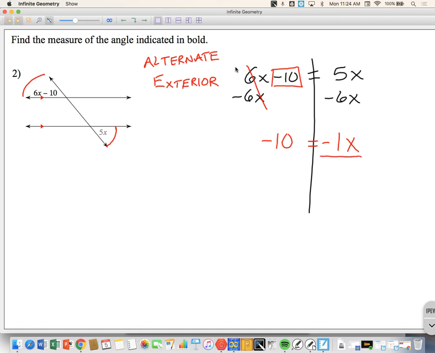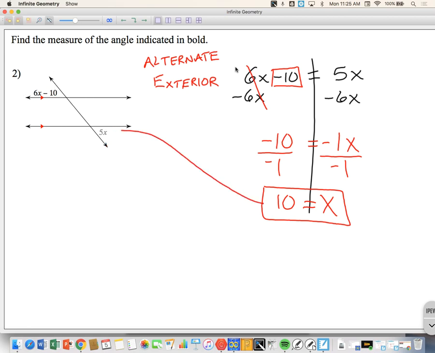To get x by itself, we divide by negative 1. And I'm left with x equals negative 10 divided by negative 1. A negative divided by a negative is a positive. 10 divided by 1 is a positive 10. Again, this is not the angle measure, but what we're going to use to help find the angle measure. So let's go ahead and plug it in to our angle. 5x, 5 times x, which is 10, equals 50.